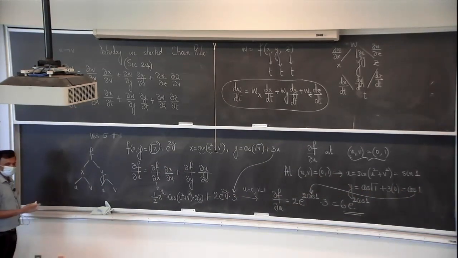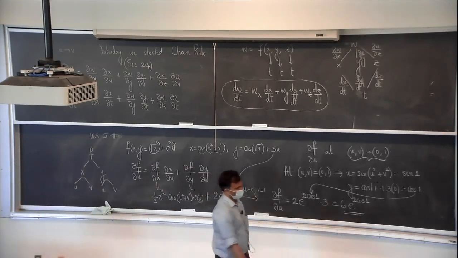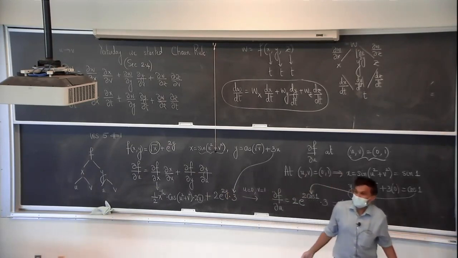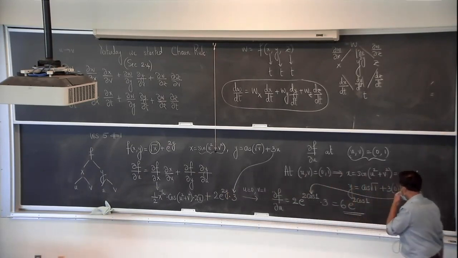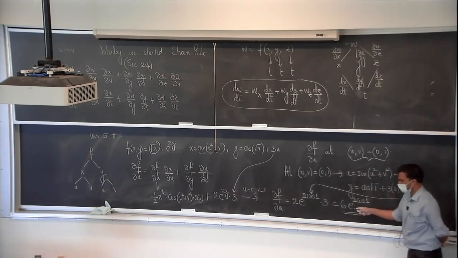Yeah. Cosine 0 is 1, sine 0 is 0. Cosine 1, I have no idea what it is. It's pretty close to 1. But I'm not going to compute those things. Okay.